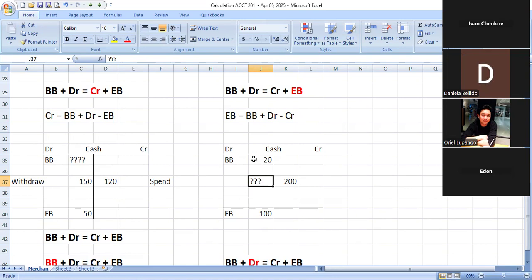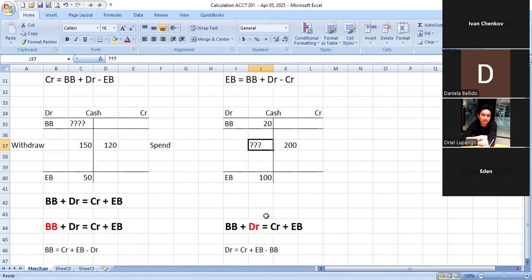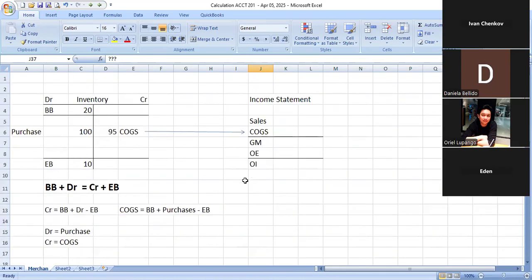Let's see. If you put here 280 plus 20, that's going to give me 300. It should be equal to the 200 plus 100, 300. Or the other way you can put it is whatever I spent plus whatever I have, 300, minus whatever I had in the beginning. That's going to give me the amount. Okay, so now let's move on.